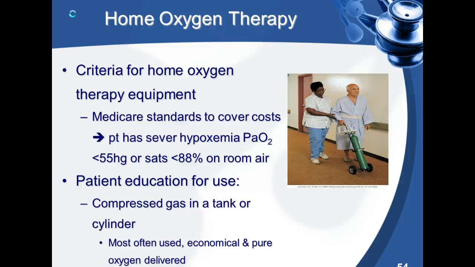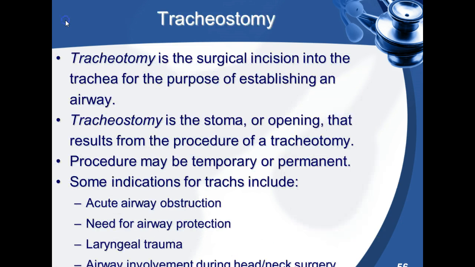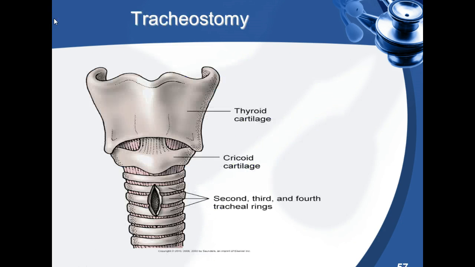Okay, the patient education for use: compressed gas in a tank or cylinder. It's the most often used. It's economical, and pure oxygen is delivered. As you can see, this man right here, it's not real good for a person that's not homebound. Sometimes you'll see people with almost like a little backpack across their shoulder that holds the oxygen, but those are limited in time. They don't have as much time.